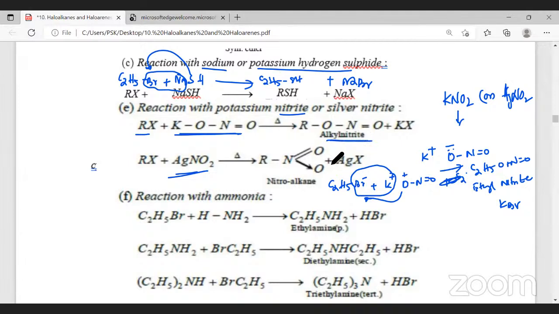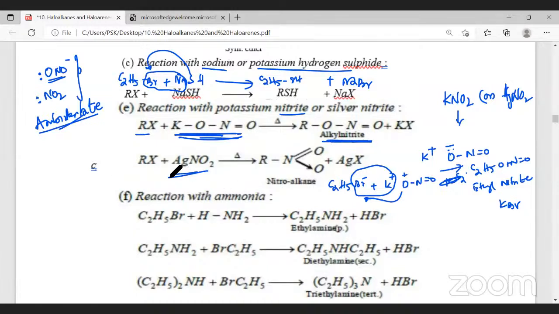You should remember ONO minus and NO2 minus from coordination compounds, where we learned them as ambidentate ligands. What do you mean by ambidentate ligand? A ligand which has two donor atoms is called an ambidentate ligand. Here, oxygen behaves like a donor atom. Here, nitrogen is behaving like a donor atom. When we use potassium nitrite, oxygen behaves like a donor atom. Therefore, you will get alkyl nitrite.